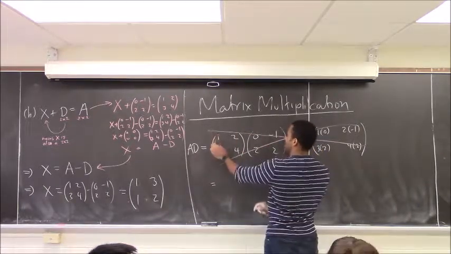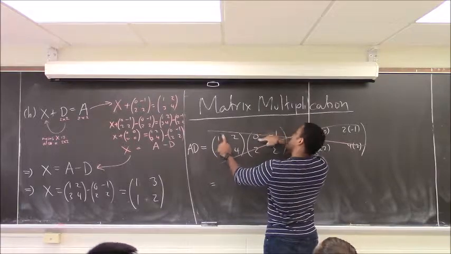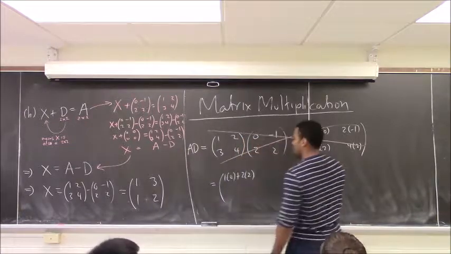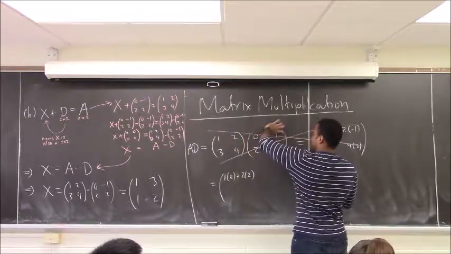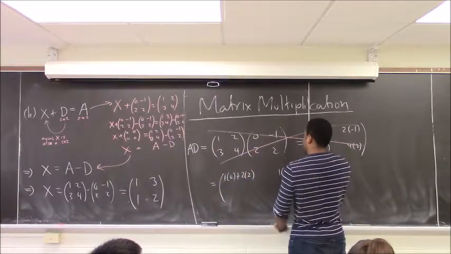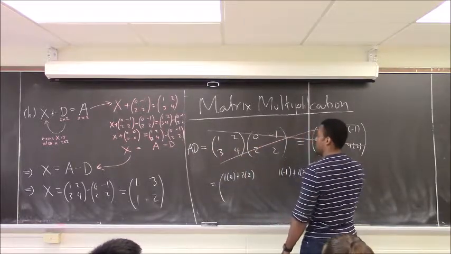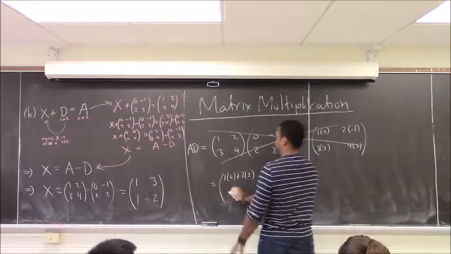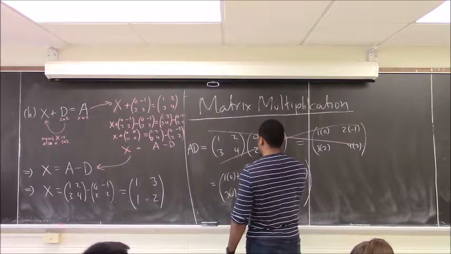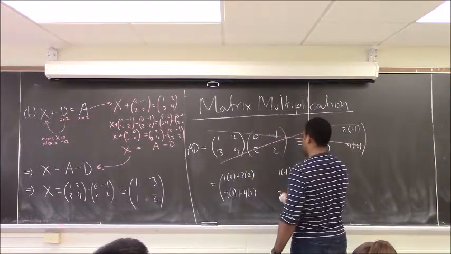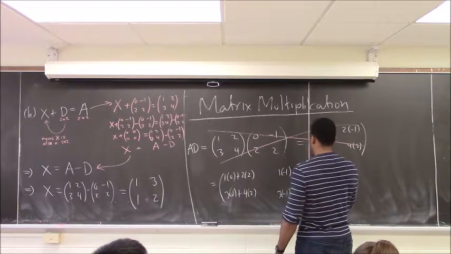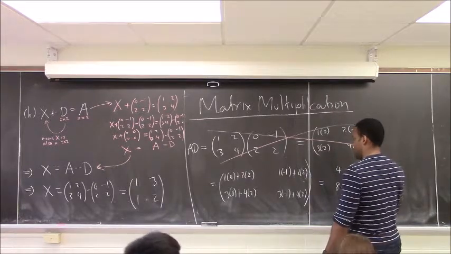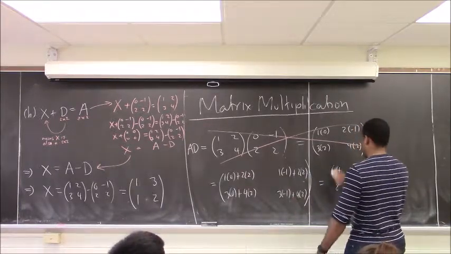So it's going to be 1 times 0 plus 2 times 2. Then over here, you're going to have this times that. You're going to have 1 times -1 plus 2 times 2 again. Then in the next row, you're going to have this row times that. That's going to be 3 times 0 plus 4 times 2. And then you're going to have 3 times -1 plus 4 times 2. And that's going to give you 4, 3, 8, and that's 8 minus 3, 5. That would actually be the answer.